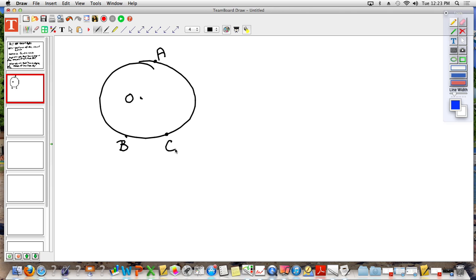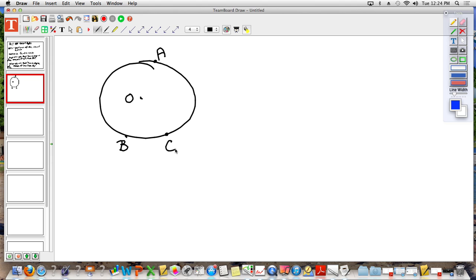Now, notice I purposely put A and B directly across the circle from each other in hopes of creating, anybody want to guess what kind of an arc I'm creating when I put them exactly across from each other? The one half. What's it called when you have a half of a circle? Semicircle. Semicircle, yeah. That's what I'm trying to create.